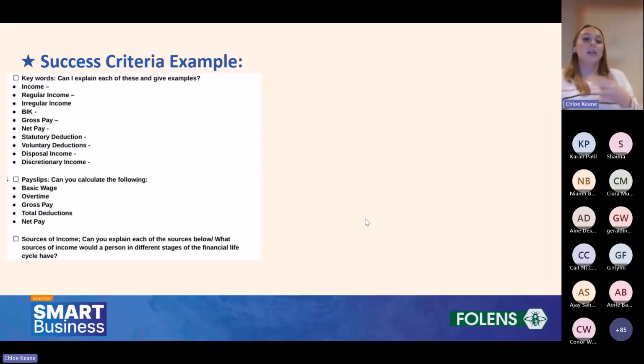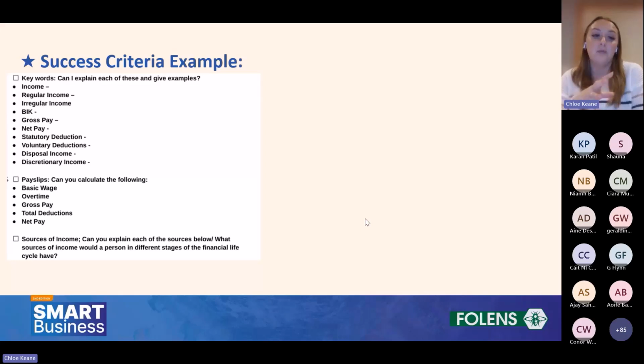So these are the main keywords. Can you explain each of them? Can you give an example? In the pay slip, can you calculate each of the following? For sources of income, can you explain these scenarios? What would be done at the different stages of the financial life cycle, or what income would they have at this level? So I give this out to them, and if I have time, I do a revision class with them where we fill this in class, or else I get them to do this for homework.